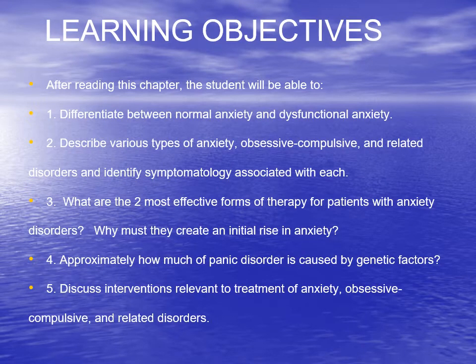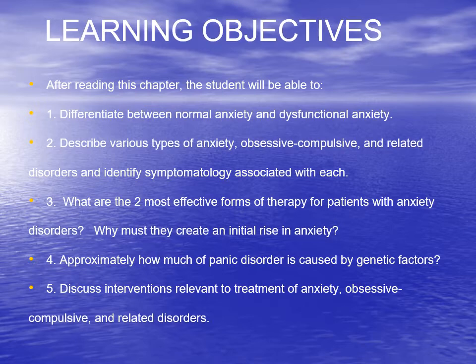Okay, the learning objectives for this module: differentiate between normal anxiety and dysfunctional anxiety, describe the various types of anxiety, obsessive-compulsive issues and related disorders, and then the symptomology associated with each. Number 3, what are the two most effective forms of therapy for clients with anxiety disorders? And why do you think they need to create an initial rise in anxiety?